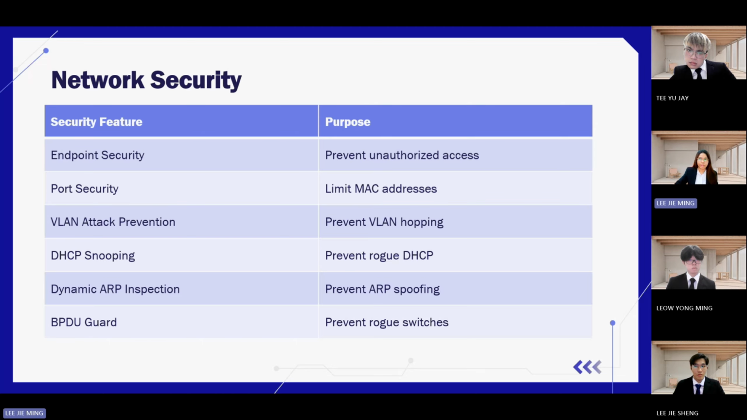Besides maintaining a loop-free network, we also implement several security mechanisms to strengthen the access layer. The main objective of endpoint security is to ensure that only authorized devices are allowed to access the network. Since access ports are the closest point to end users, they are also the most common target for unauthorized access and Layer 2 attacks. Several threats may exist in a switch network, including unauthorized device connection, MAC flooding, rogue switch, VLAN hopping, rogue DHCP server, and ARP spoofing attack.